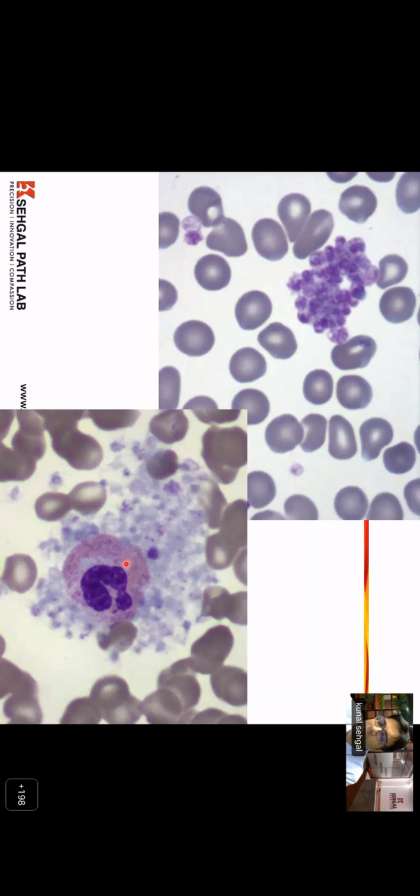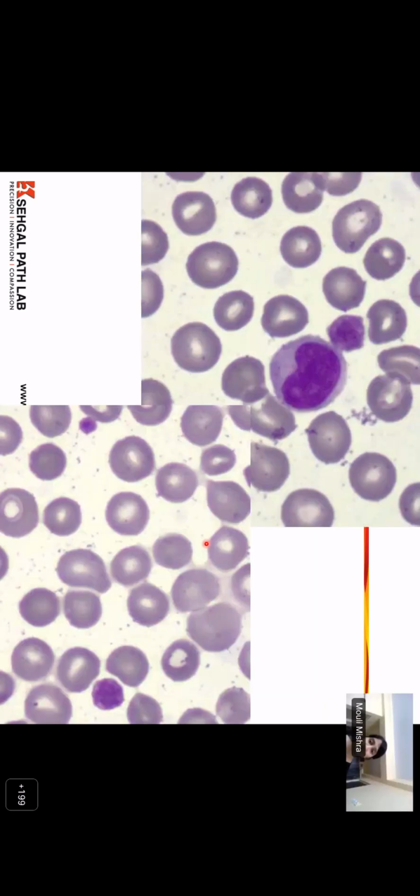So we will write a comment that platelet clumps are present. And then would you report that count, or would you not report the count? So we will report that count. You report that count. We'll discuss that as we go ahead.